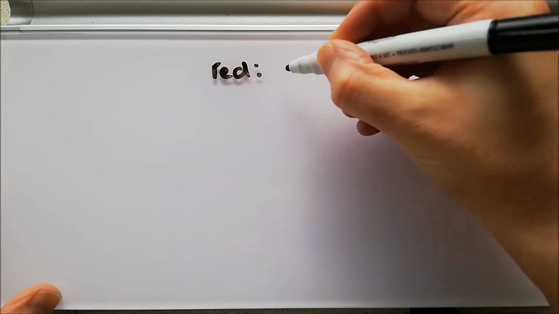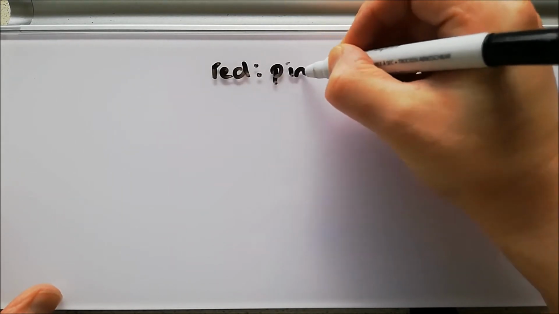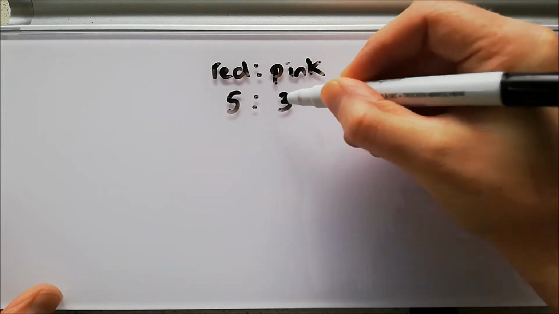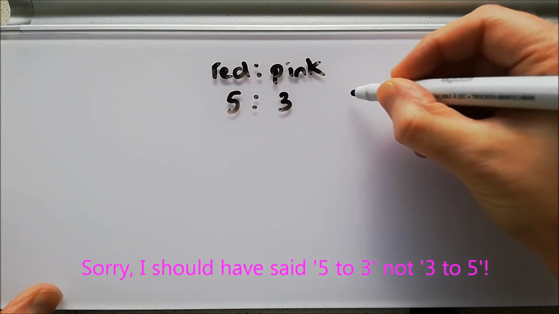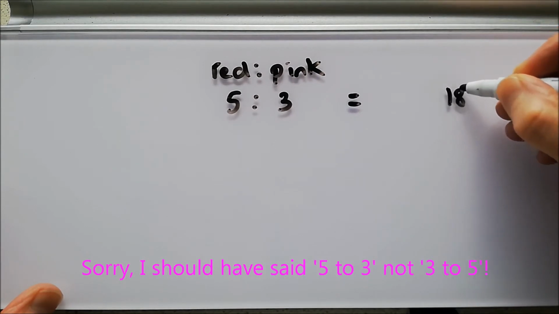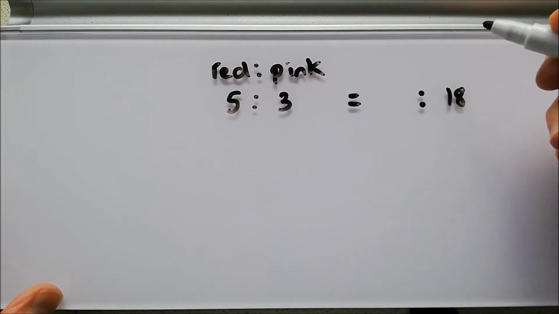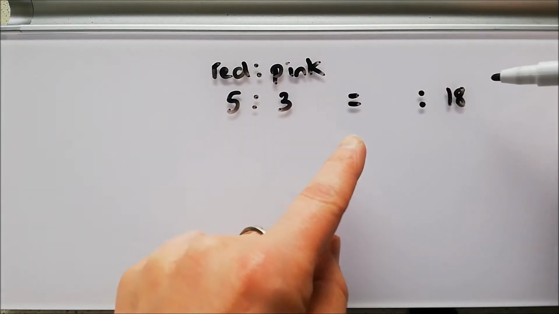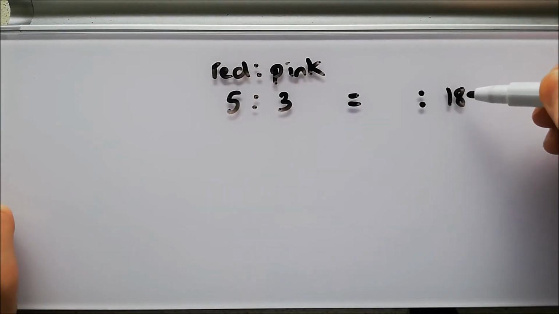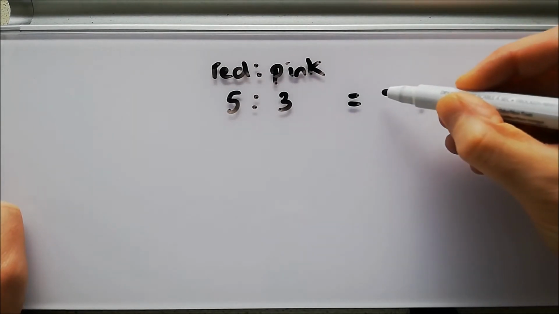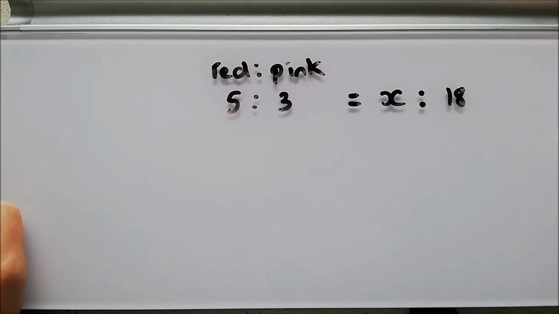Now, like before, the ratio of red to pink will be 5:3. And we were told that there were going to be 18 pink roses. 3 was on the right hand side, so we'll fill in on the same line an equals, and we'll put an 18 on the right hand side to correspond to pink. And where red would go, we're going to put an X.